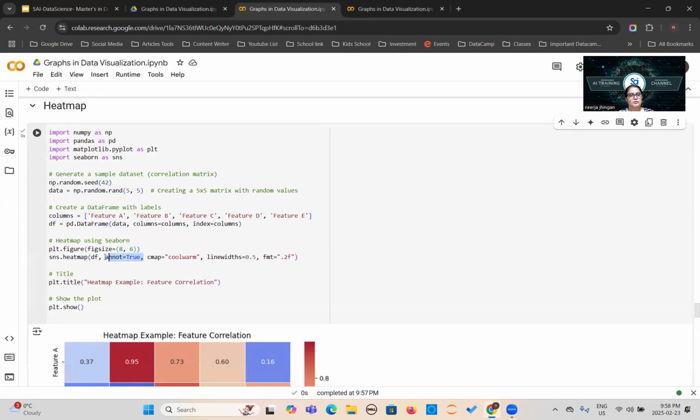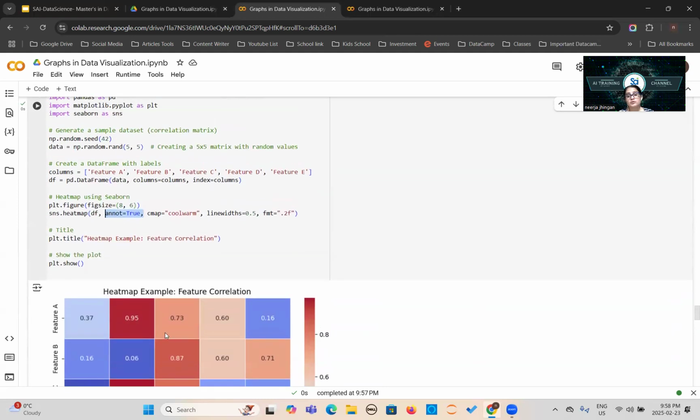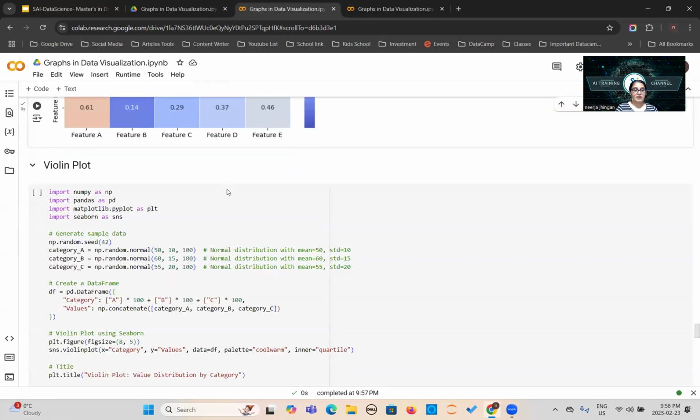Annotation equal to true means it will show you these numbers. If you don't do this, it will not show any number, only the colors. And then cmap coolwarm, line width, and the format .2f means you are setting the decimal value up to two decimal places. If I don't set it, it will show you many decimals after the decimal point. So these are important parameters you can pass in, and then draw the graph.